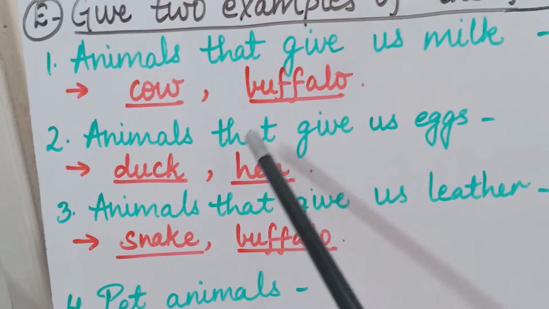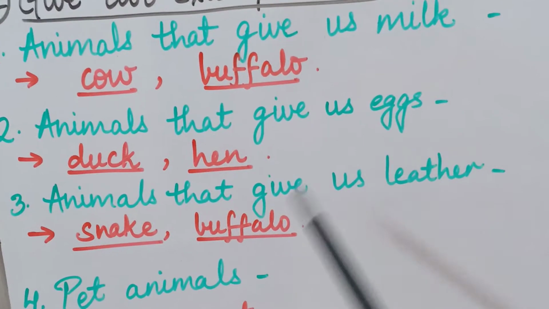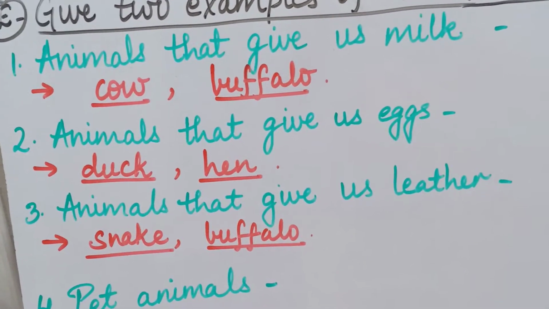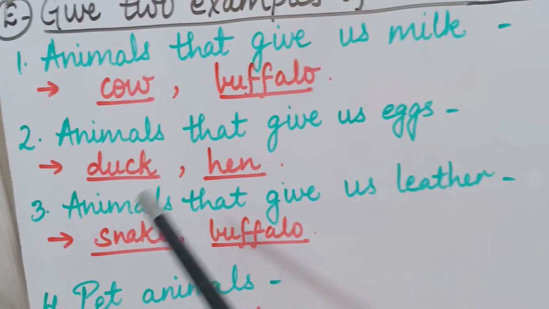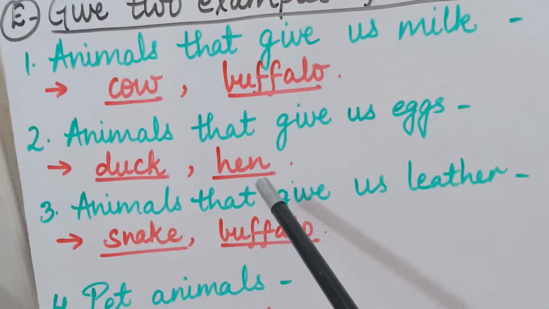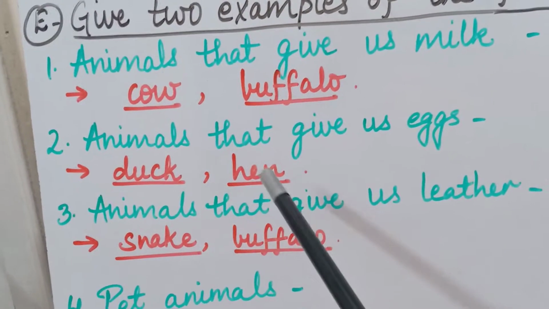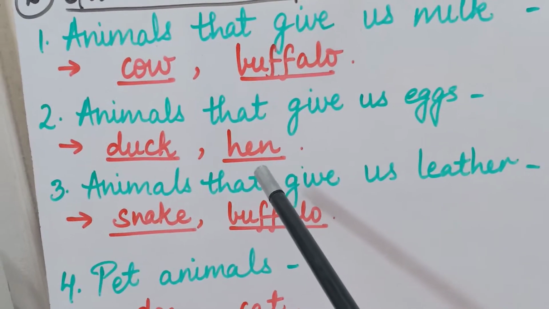Now, coming to second part. Animals that give us eggs. Now, eggs हमें कौन कौन से animals से मिलते हैं? So, we have to give two examples and that two examples are duck, hen. We get eggs from duck and hen. Okay, children? Is it clear to you all?